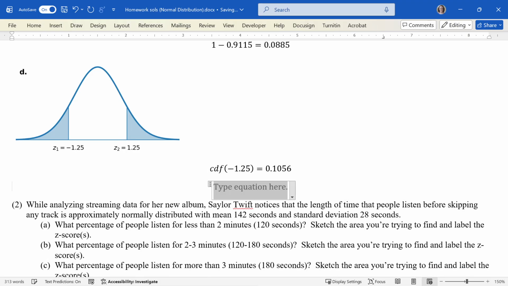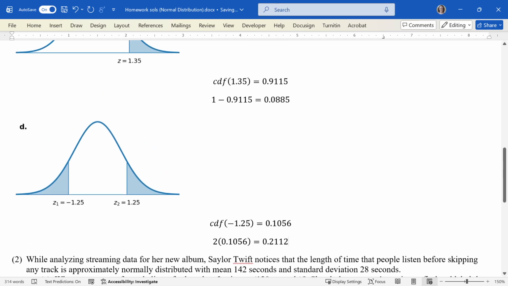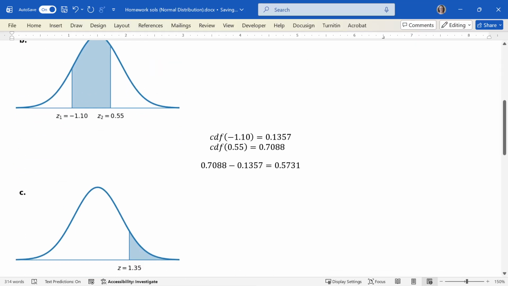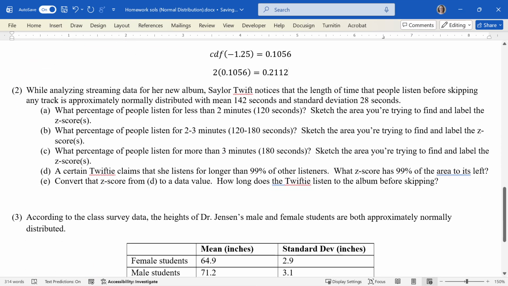And then I'm just going to double that. So I'm going to do 2 times 0.1056, and that is 0.2112. Okay, so that's it for the ones that are already sketched for you guys. And now we'll do some applied problems where you have to find the z-scores and do the sketches yourself.